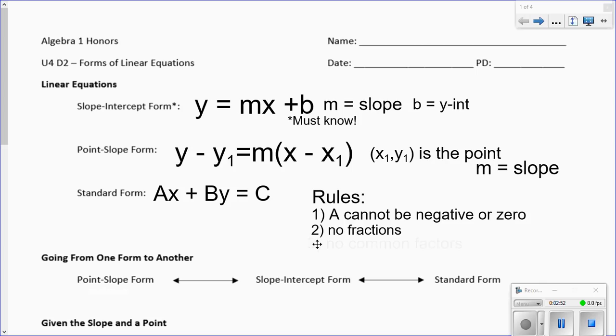The last thing is that a, b, and c cannot have common factors. So, for example, 4, 6, and 8 all have a common factor of 2. They can all be divided by 2. If a, b, and c were 4, 6, and 8, that's not allowed for standard form, so you'd have to divide all of them by what they're divisible by. So you get smaller numbers, okay? And that's only if all 3 have a common factor.